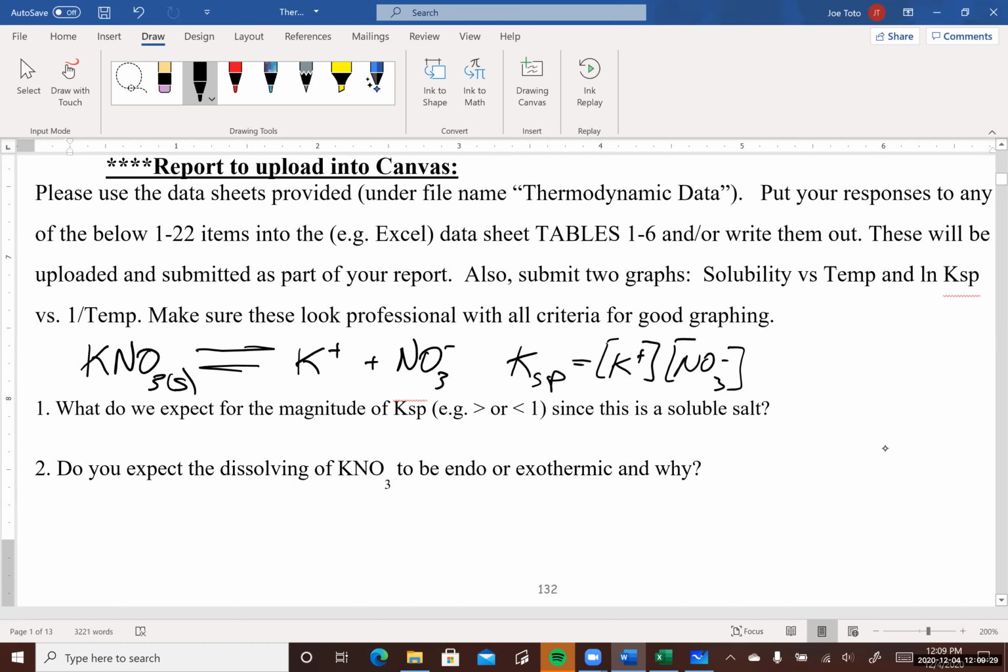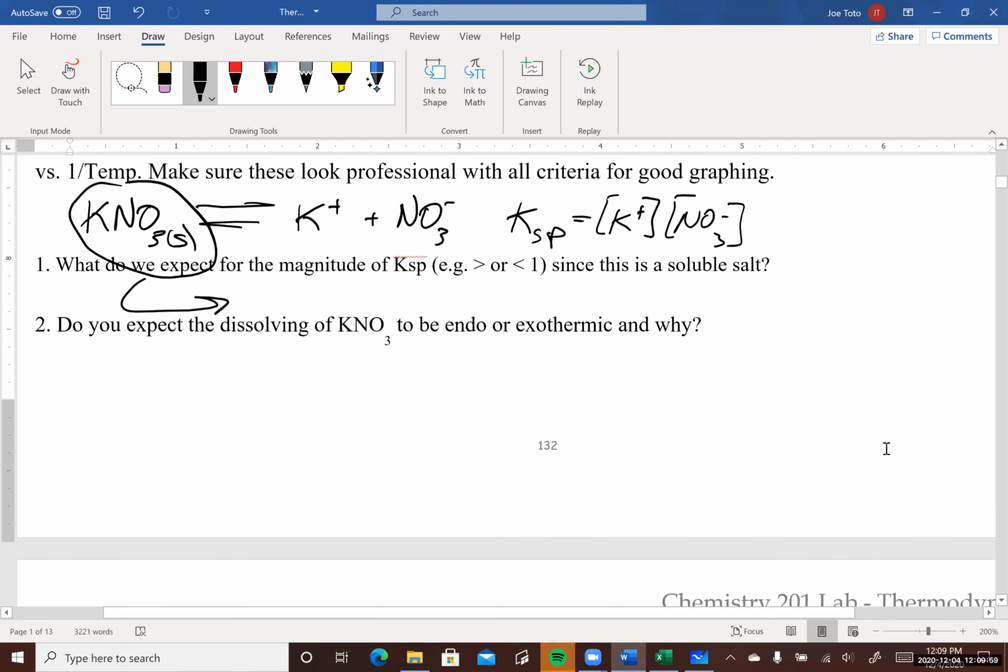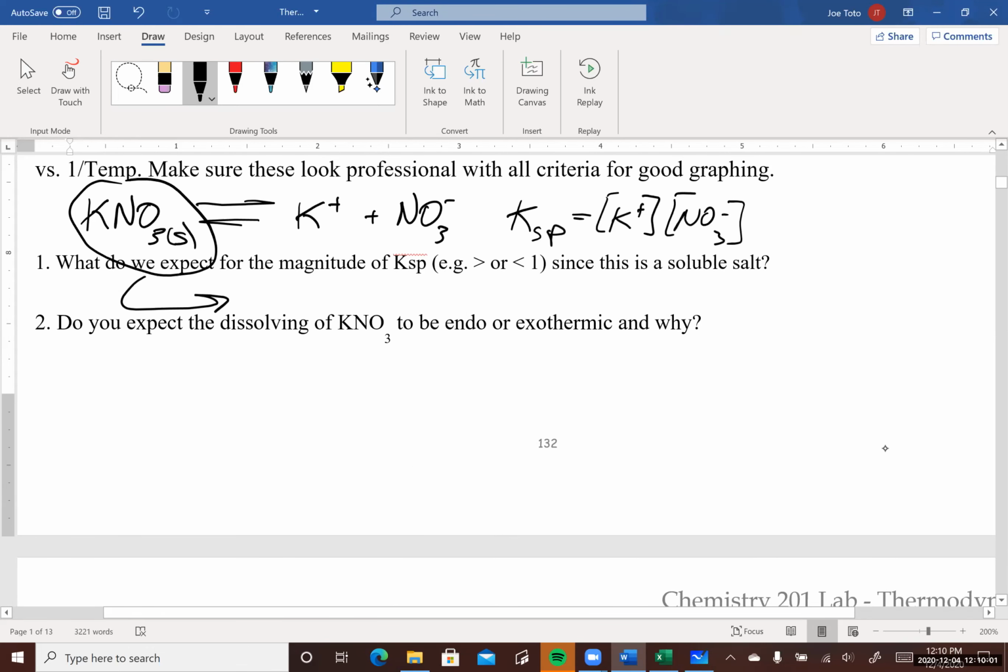Whether you expect that to be greater or less than 1 depends on whether you think this reaction should lie to the right once at equilibrium or to the left. And how would you know that? Well, you should know that from Chem 200 and your knowledge of how these types of salts behave in water. So if you don't know, look up what kind of bonds are going on in there and what the solubility rules are for potassium nitrate.